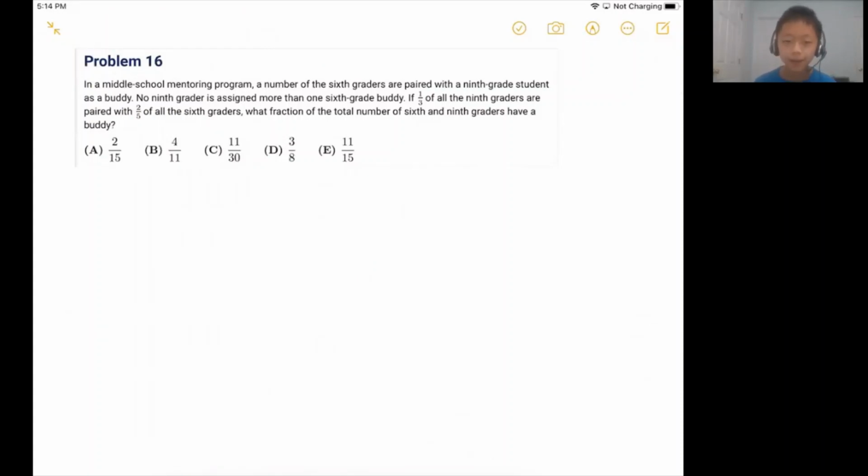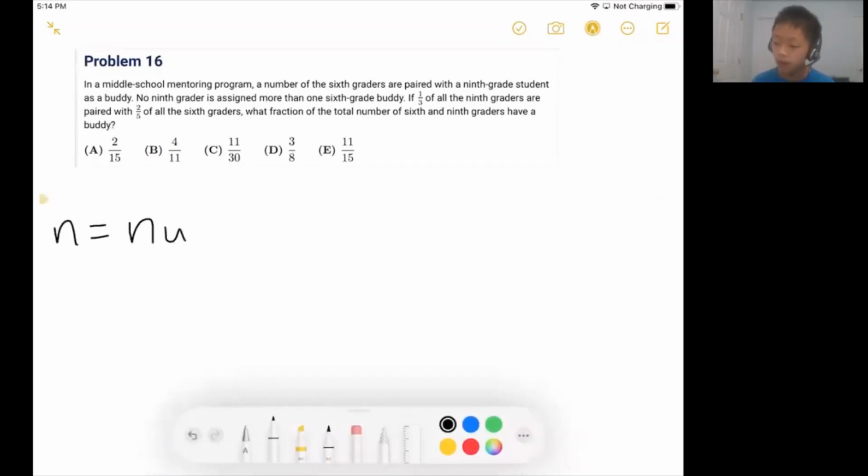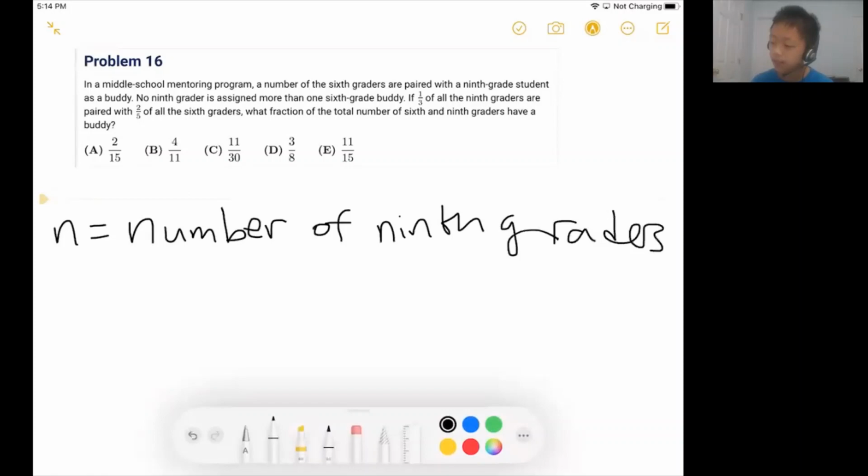So this is an example of a question that deals with ratios and algebra, equations and things like that. Notice that we have a bunch of words here, but in math, you don't want word problems. Words can be confusing sometimes. So you want to change all these words into math. So let's say you let n represent the number of ninth graders, and s is equal to the number of sixth graders.